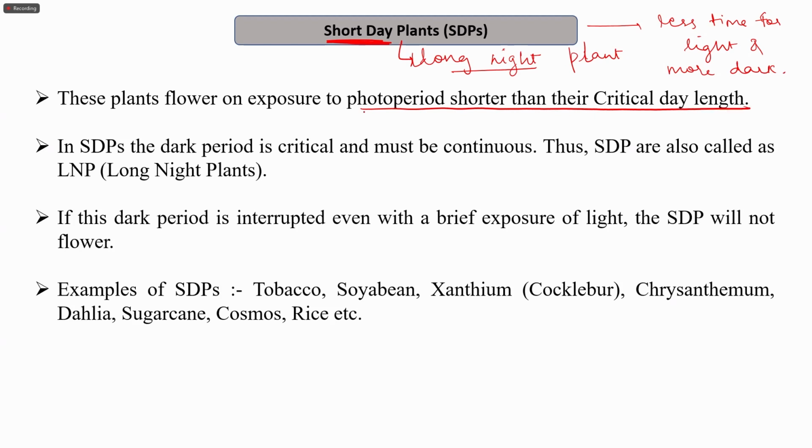These plants flower on exposure to a photoperiod shorter than their critical day length. Whatever their critical day length is, these plants flower only when their photoperiod is shorter than it. So critical day length is different for different plants. For example, if the critical day length is 14 hours out of 24 hours, then these plants will flower only when the exposure is less than 14 hours, maybe 10 hours.